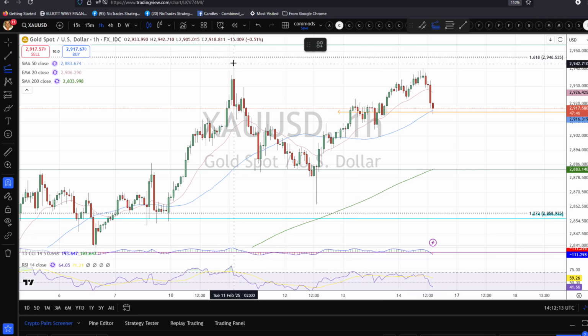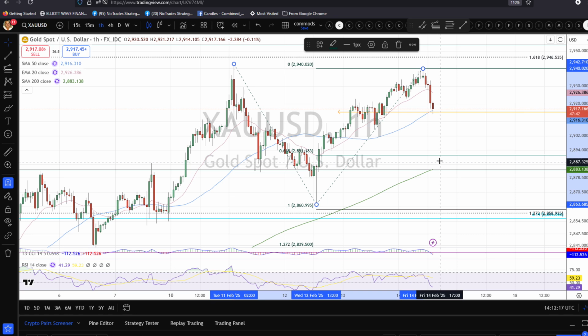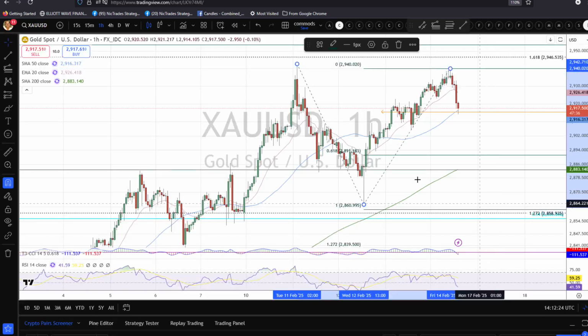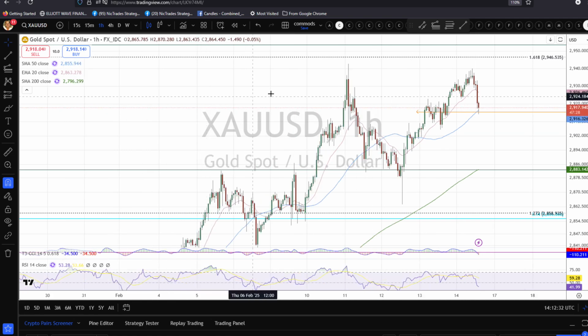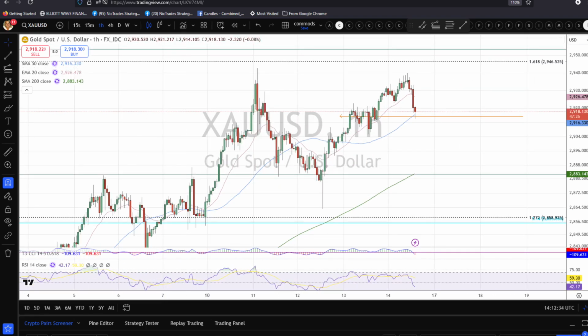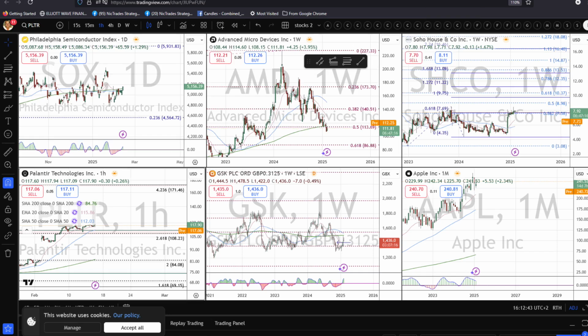So if we measure from this high to this low, and from here, we would be looking at 2,891 and potentially that bigger ABC to back test that 2,860 level. So key support hasn't broken yet in gold, even though the dollar has had a really interesting move today, and big deal moves in these currencies. We could see some nice trends after a very, very long time sideways.